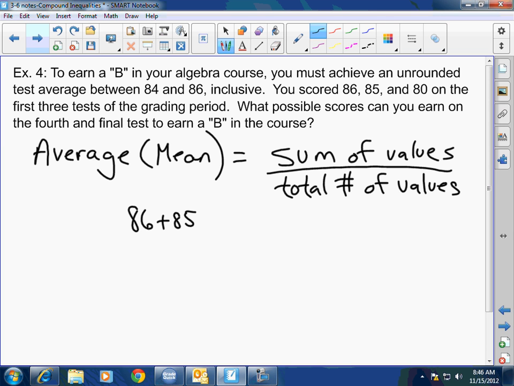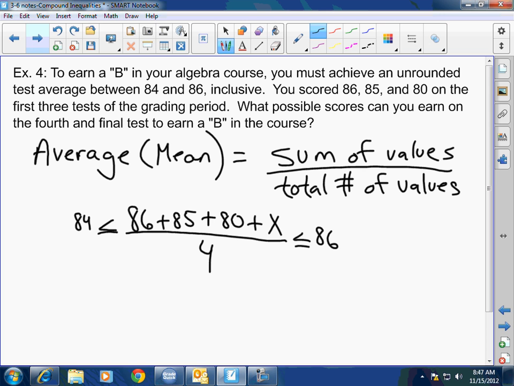So in this particular case, gentlemen, the average is going to be, you got an 86 plus an 85 plus an 80 plus, you don't know what you're going to get on test 4. So what do we call something we don't know? X. Very good. We got to divide that by how many total values do I have? Now, don't I want this to be between 84 and 86? So doesn't this whole value have to be greater than or equal to 84, but it's also got to be less than or equal to 86? You see what I just did there?